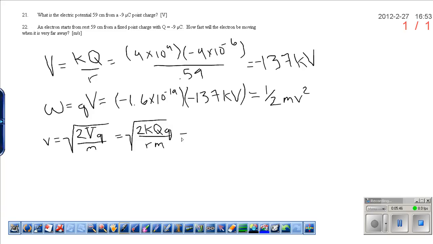Plugging in these numbers, we should get approximately 2.2 times 10 to the 8th meters per second. You'll hopefully recall that the speed of light is 3 times 10 to the 8 meters per second. So this is getting very close to the speed of light. Normally in these kinds of situations when we have very high velocities, we would have to deal with the theory of relativity, but that is not something we're going to worry about at this point in the semester. If you have any questions, feel free to email me or come by in person.